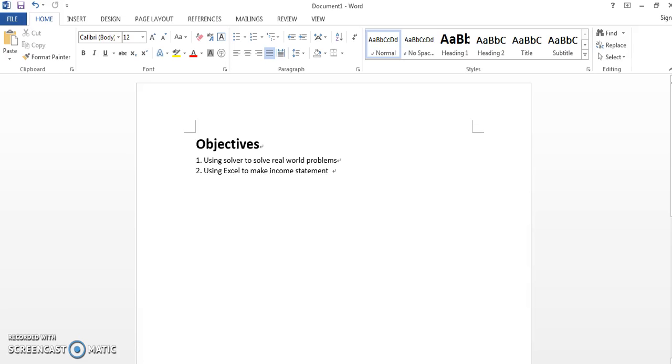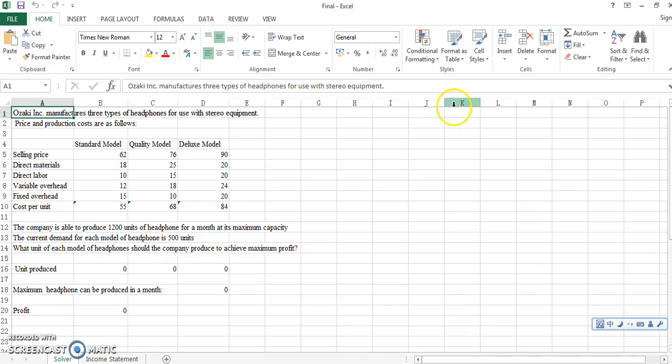Hi everyone, today I'm going to show you how to use the solver function in Excel and how to use Excel to make an income statement. As an accounting student, I find Excel to be extremely helpful and important because a lot of the time the job of an accountant requires Excel to make different types of reports.